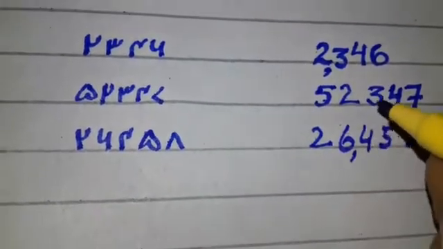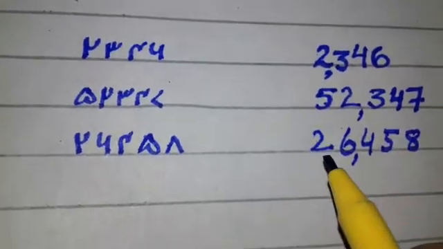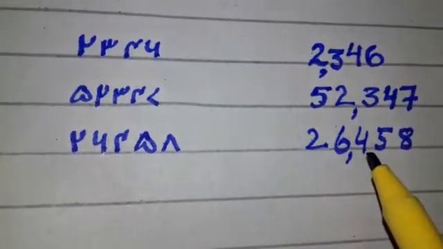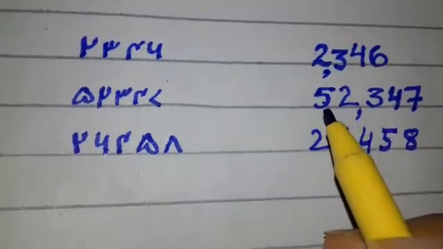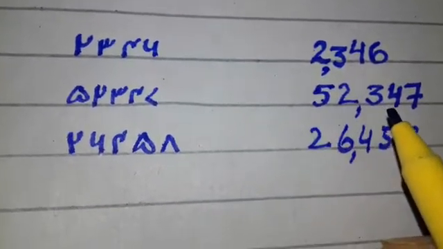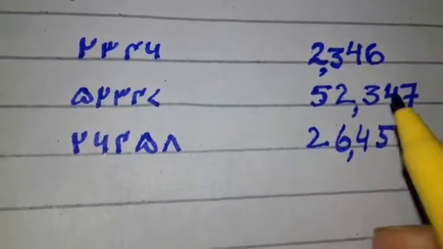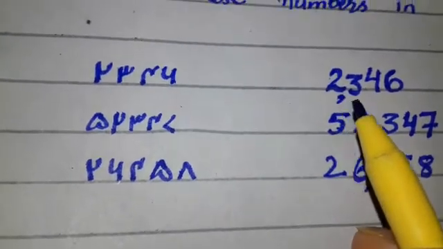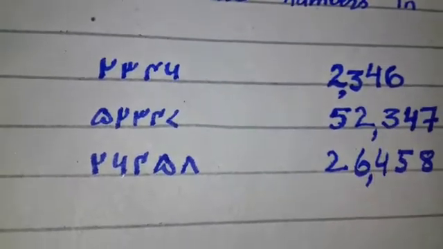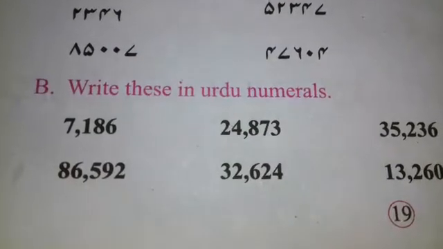Now placing commas, it becomes 26,458, and it becomes 52,347, and this becomes 2,346. Now come to the question number B.